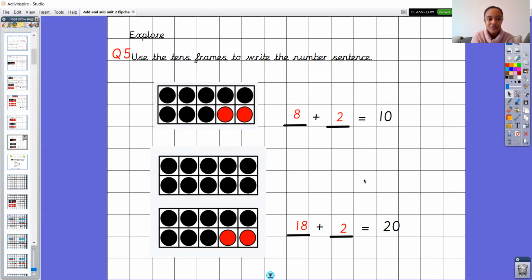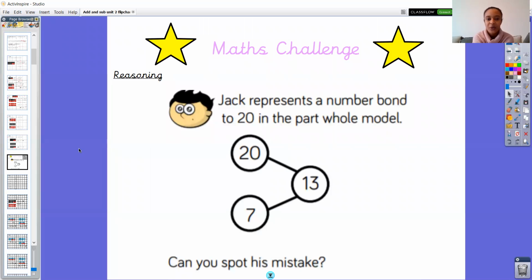Now, Superstar Maths Challenge today, if you're feeling up for the challenge, I've got a reasoning question here. That means you need to use your thinking and be able to explain your thinking to show the mistake. Okay, so it says, Jack represents a number bond to 20 in a part-whole model. Can you spot his mistake? So remember, when you look at the part-whole model, you have part, part, whole. So if you think you're up for the maths challenge, pause the video and have a think. You don't need to write anything down. You can if you'd like to, but you could just have a chat.